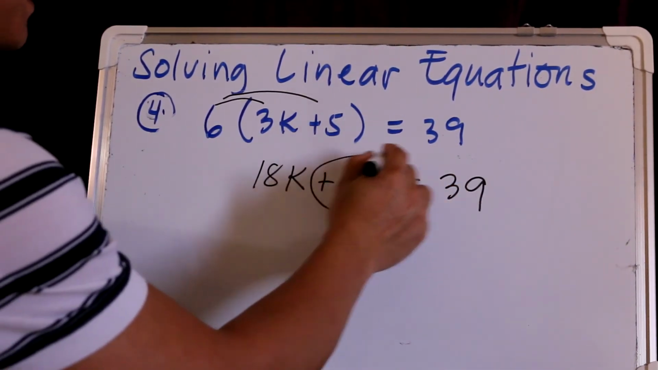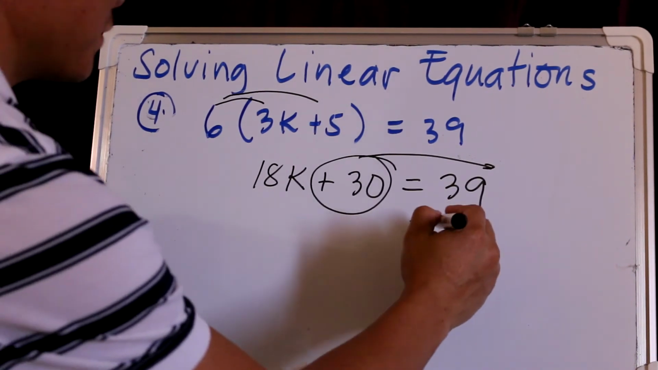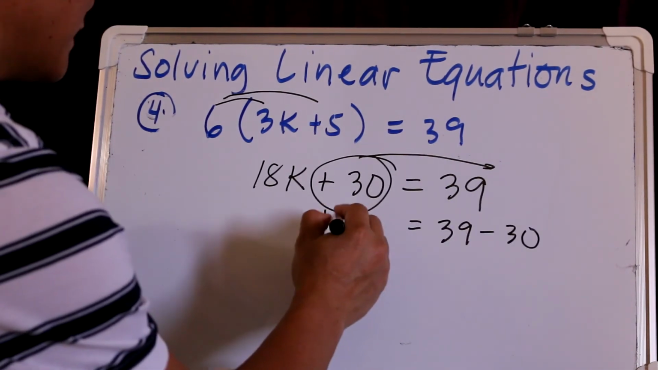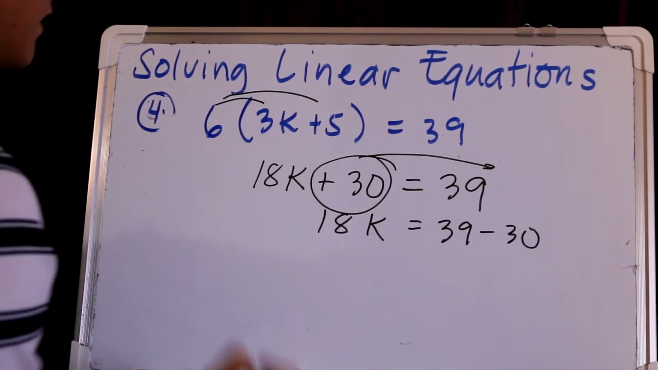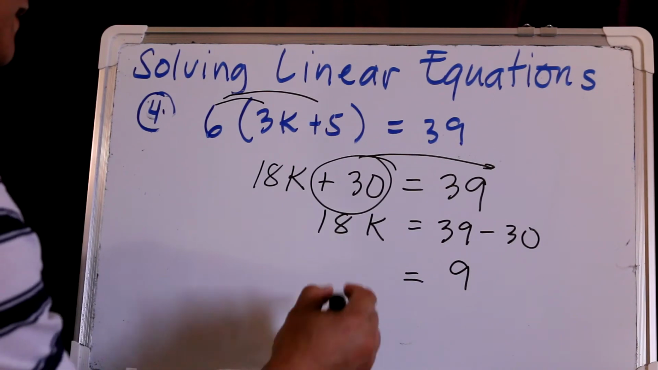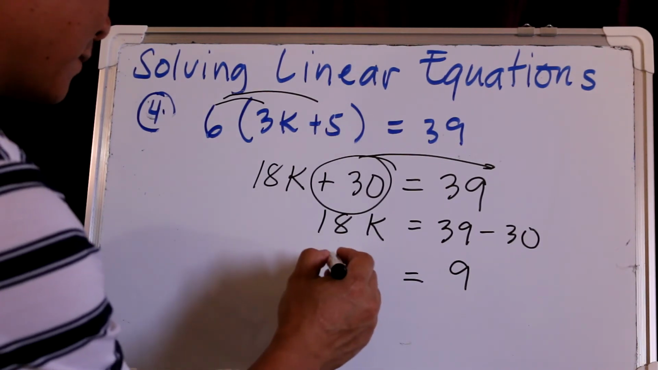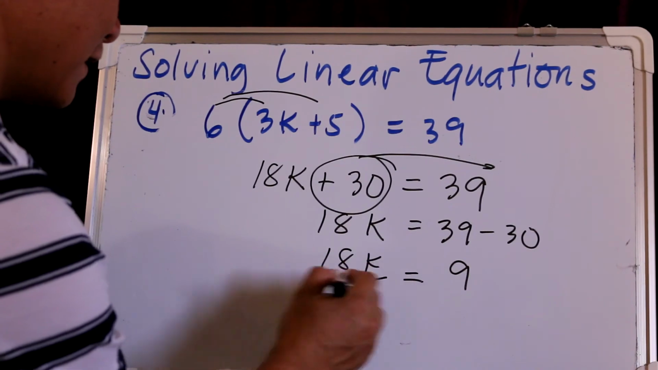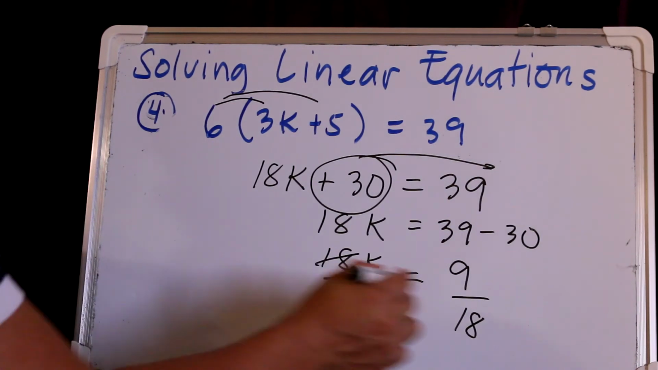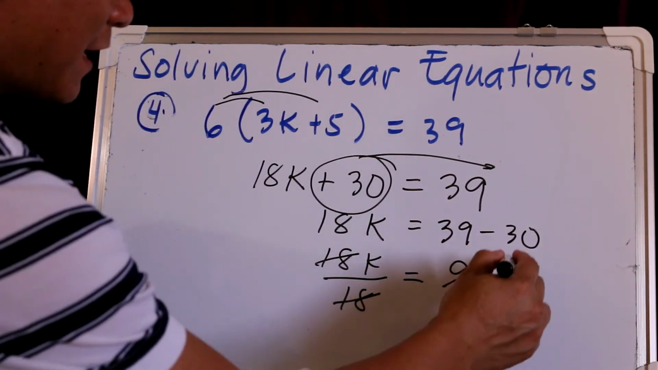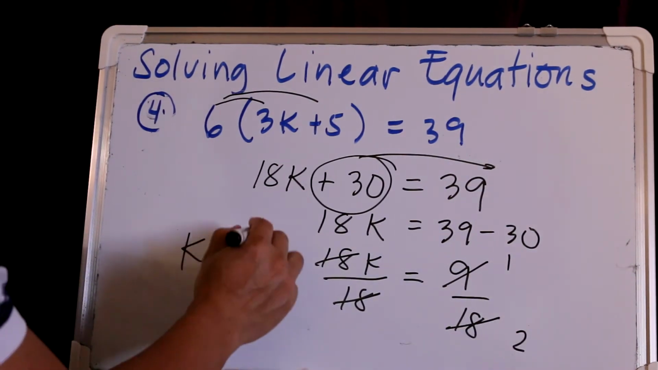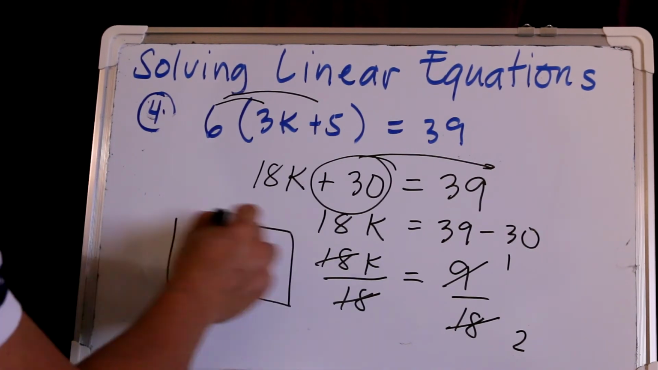So this one goes that way. So you have 39 minus 30, and 18k. So then you will have 9, and then this becomes 18k divided by 18, divided by 18. So we can reduce this. Okay, so we reduce that, that means 1 and that is becoming 2. So k is equal to 1/2 or 0.5.